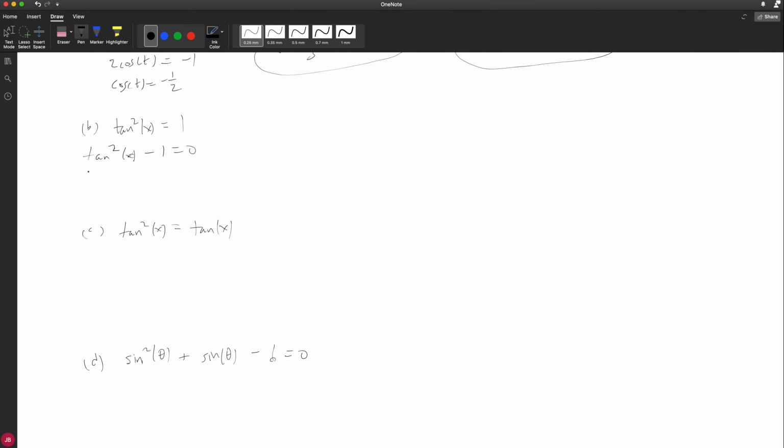This is tangent of x squared minus 1 equals 0. That's what this notation means, right? And so you have a difference of squares. Well, go back to high school algebra. This is tan x plus 1 multiplied by tan x minus 1. And so you were able to factor this. Well, that tells you that tan x can be -1, and also tan x could be 1 as well, right?